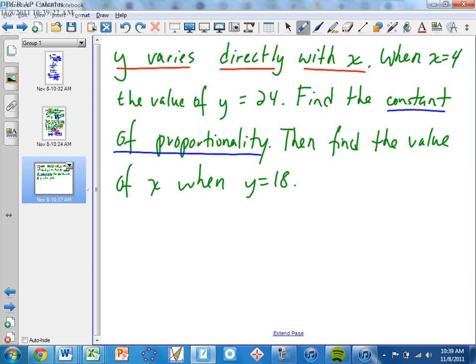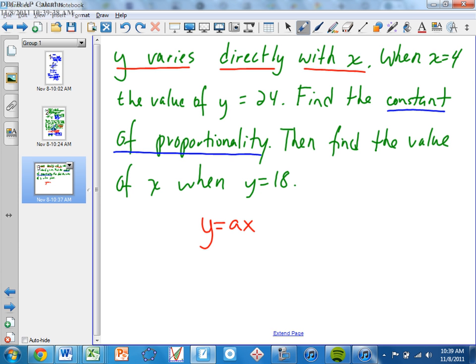So what was the equation that we wrote in the very beginning of class today that represented when one thing goes up, the other thing goes up? Y is AX. Very good. Y equals AX. That was my equation from the very beginning of class that represented direct variation.